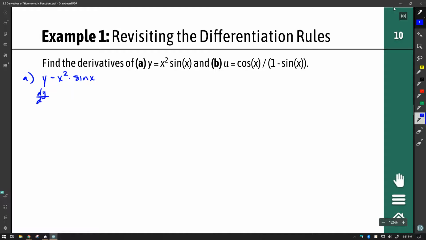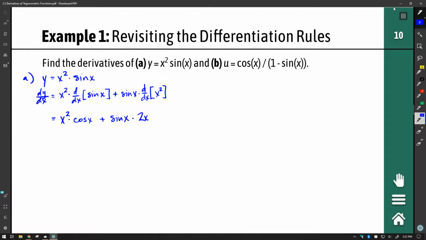So dy/dx, or the derivative of y with respect to x, is equal to. So the product rule would say it's the first function x squared times the derivative of the second function. So I'm going to write d/dx of sine of x plus the second function, sine of x, times the derivative of the first function, which is x squared. Now let's put in those derivatives. So we have x squared times a derivative of sine of x we know is cosine x, plus sine x times the derivative of x squared is 2x.